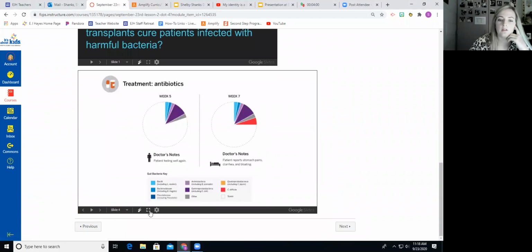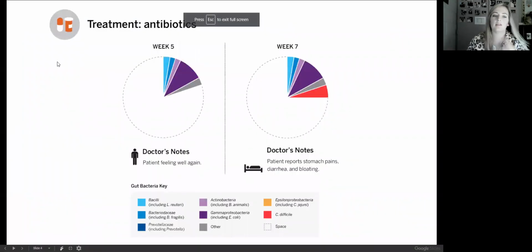All right, so here are the pie charts from week 5 and week 7. So what you're going to do is you're going to find out what this new bacteria is called, and then you're going to answer that second question as well. That second question is asking you what effect do you think this new bacteria will have on patient 23's overall health. Okay, I'm going to give us about 2.5 minutes to do this.